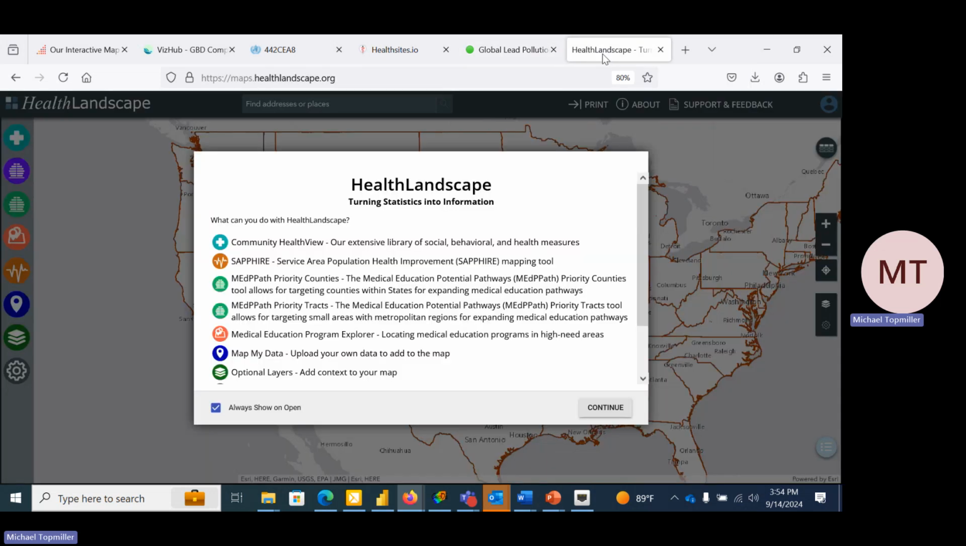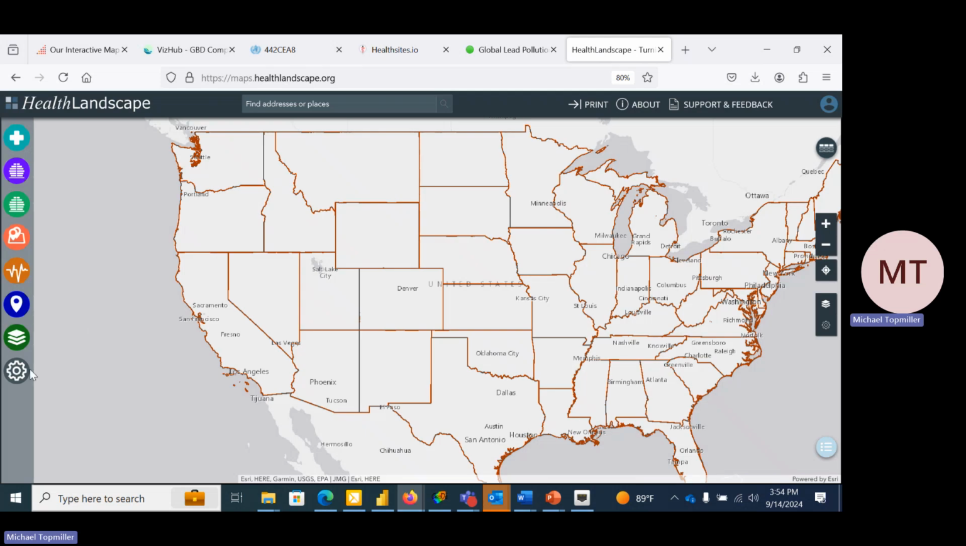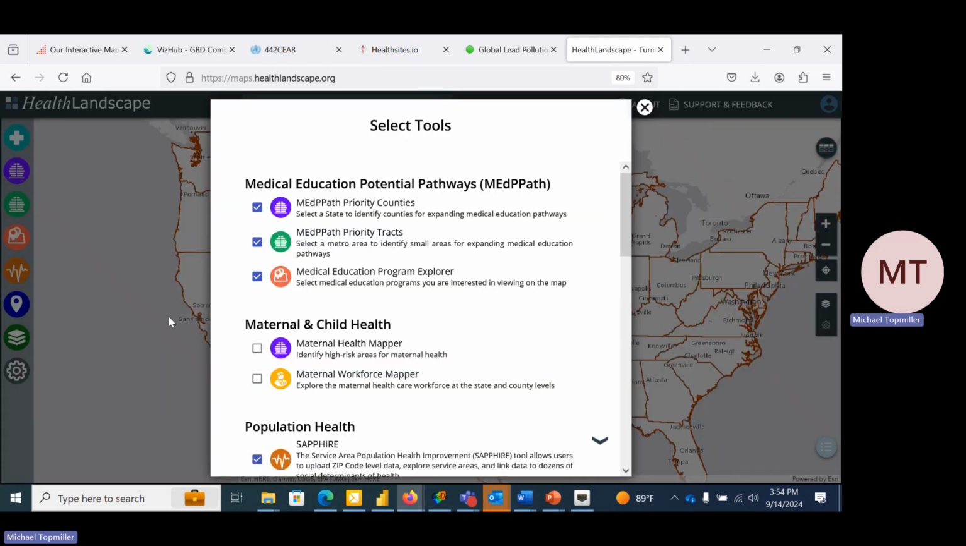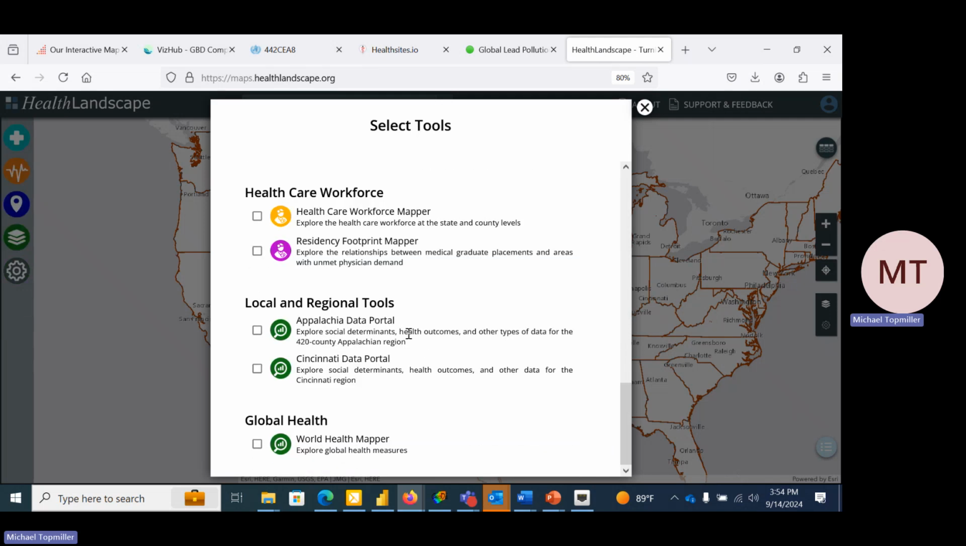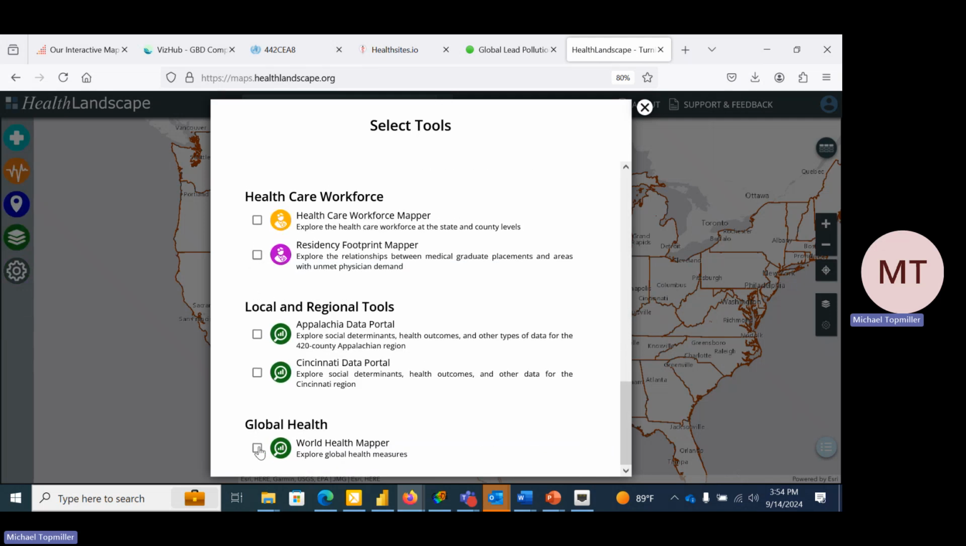Now, I want to spend the last few minutes looking at one of our health landscape sites. So I know you've seen this before from our other videos, but again, this is just maps.healthlandscape.org. I'm going to continue here. And again, we're going to come over to our left-hand side, our tools button. We're going to turn off some of the other tools that we're not going to use and scroll all the way down to the bottom. Look at the World Health Mapper.